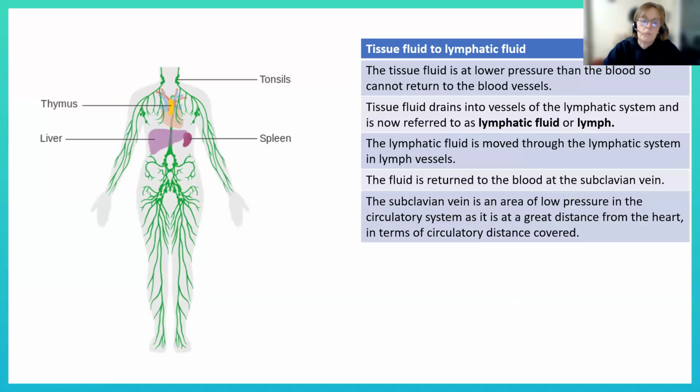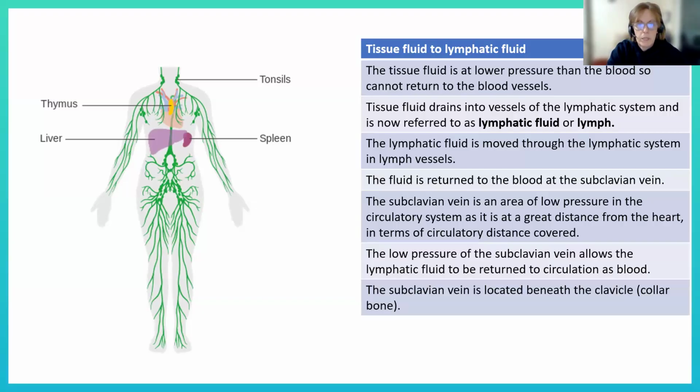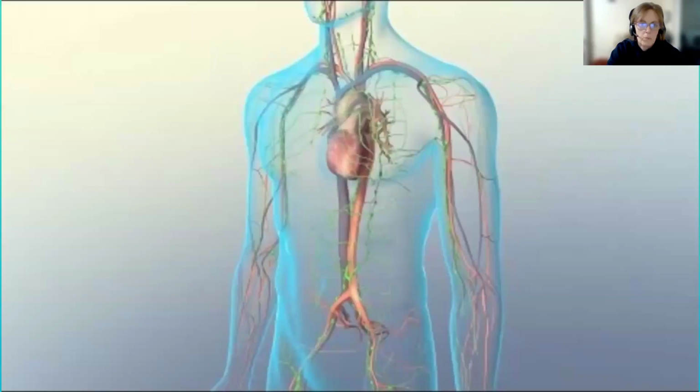Because, well, when we were talking about the circulatory system, we talked about the fact that the combined diameter of the capillaries was huge. It would be massive compared to the veins and the arteries. So moving into that massive cross-sectional area of the capillaries really slows it down. So it's under much lower pressure by the time it gets back to the heart, and it can receive this lymphatic fluid from the lymphatic system just beneath the collarbone there.